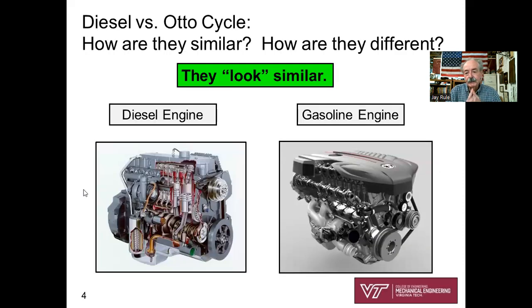Okay. So here's a couple of images of a diesel engine and a gasoline engine. And wow, they look very similar, don't they? Here's cutaway pistons and cylinders all in line. Here's an inline six-cylinder engine. Similarly, pistons and cylinders all connected to a rotating shaft that's delivering rotating energy to the wheels of a vehicle of some sort, whether it's a truck or a car. So they look very similar. How are they similar and how are they different?